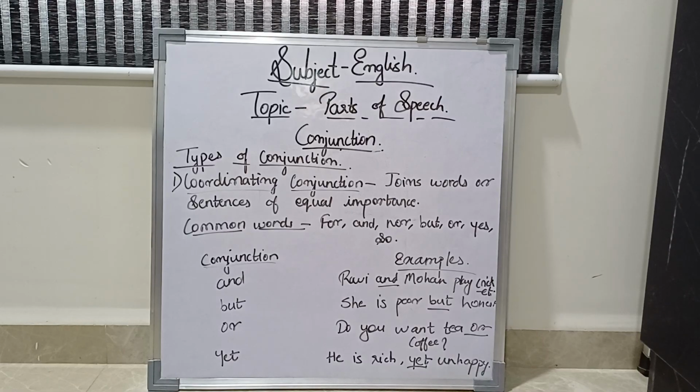Yet: he is rich yet unhappy. If I say a contradictory statement, right? She is poor but happy. It's contradictory. So yet is used for contradictory words or statements. And so: it was raining, so we stayed home, to give a reason. Understood? To give a reason we use so. To add more, one or more person, place, thing or sentences, we use and.